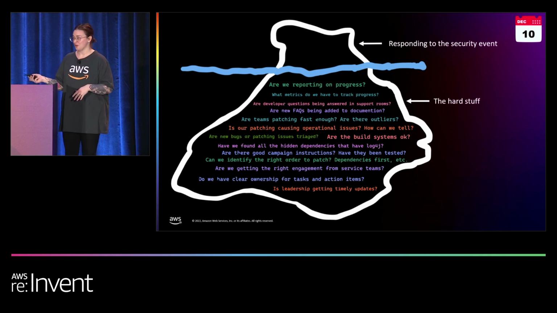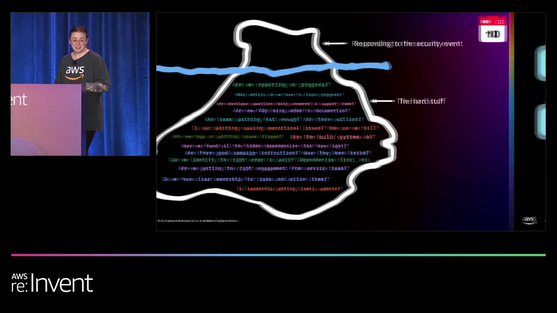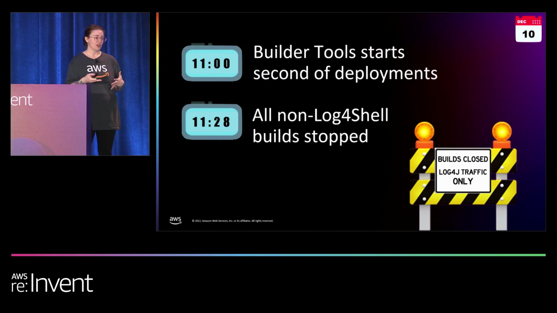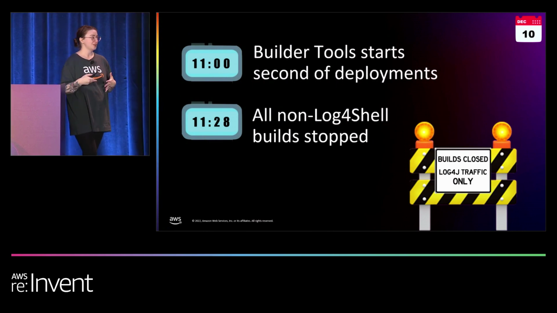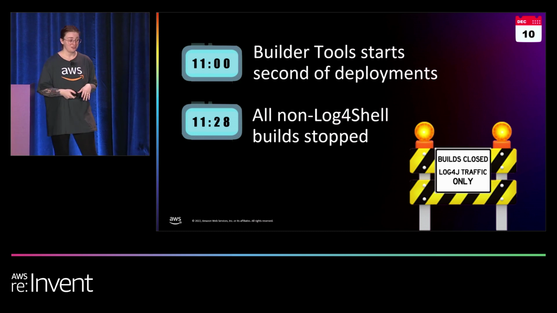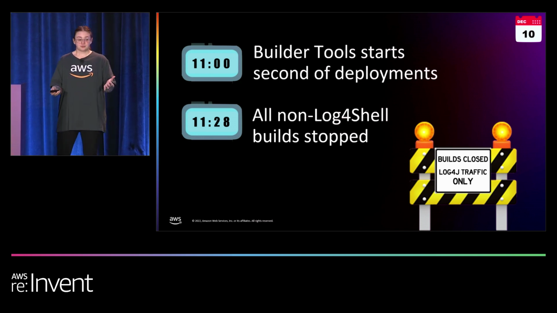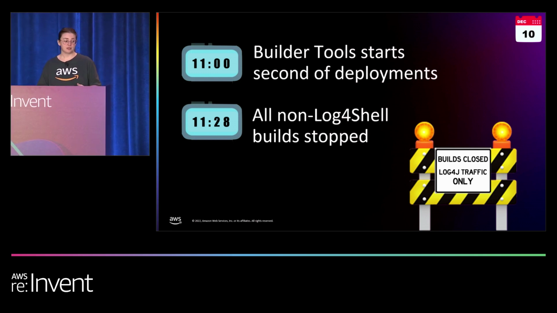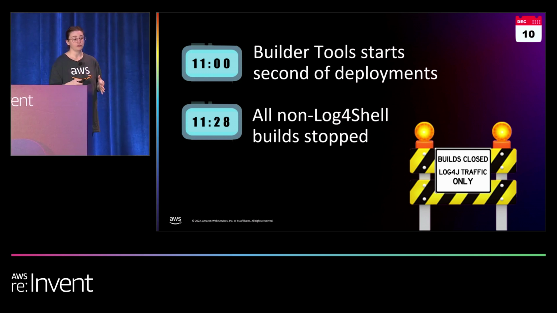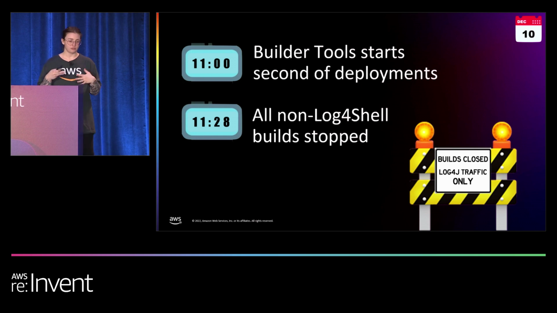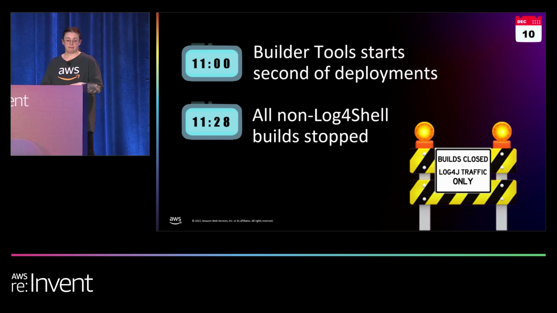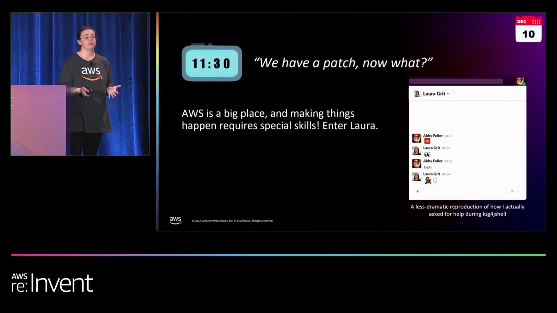Is the build system okay? Have we tested all of this? There's an incredible amount of kind of unseen secondary work that goes on, where the response doesn't stop at that first TOS call. So at 11, we start the second wave of big deployments. And all Log4j, all non-Log4Shell builds and deployments, they're stopped. And this is now for the second wave.